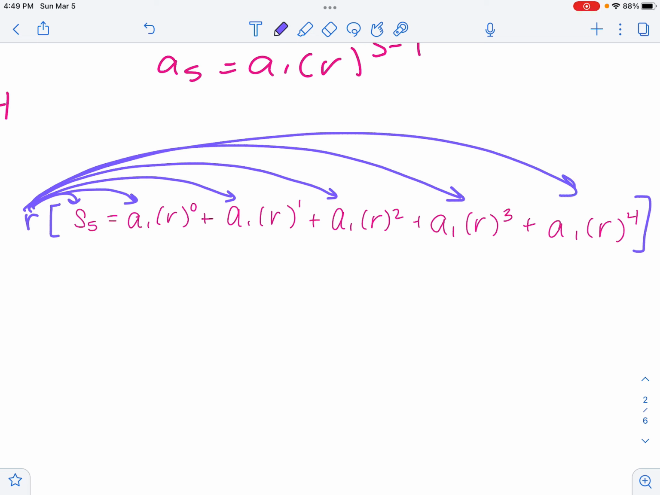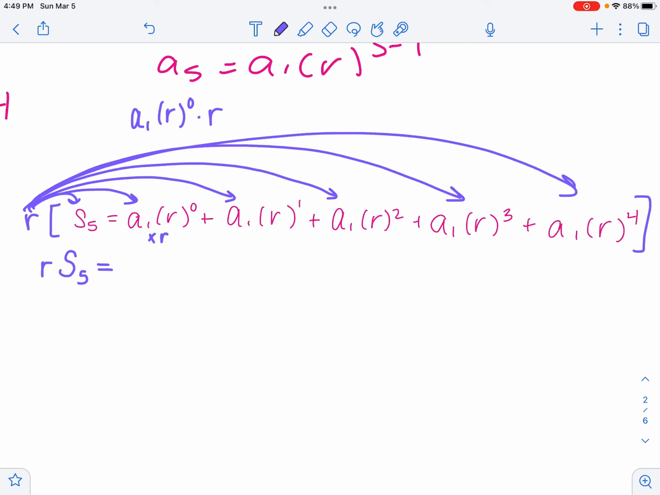So for this first one here, we've got r times s sub 5 equals. The second one, I'm multiplying a sub 1 times r to the 0 power times r. Well, let's think about this for a second. What I'm going to get is a sub 1 times r to the 0 power times another r. Thinking about exponent rules and the exponentials we've just learned about, is there any way that I could simplify this term? I could condense some things down into a simplified version.